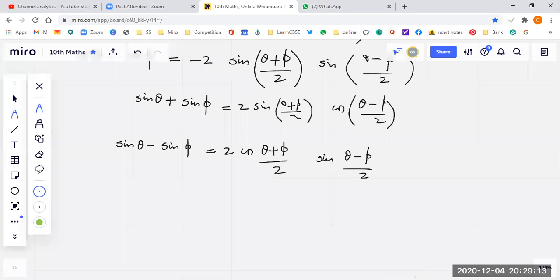Now you replace theta and phi with the real values, right? You can replace theta by x and phi by y. So what will you get? You will get all the identities. Cos x plus cos y is equal to 2 cos x plus y by 2 cos x minus y by 2. Similarly, all other three identities also you will get in a similar way.